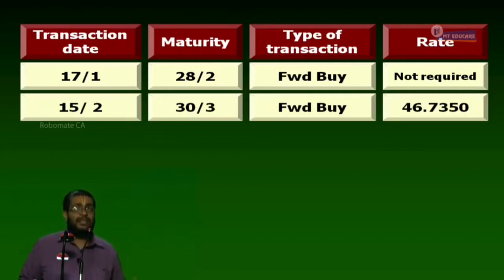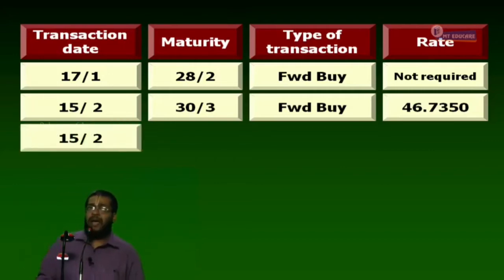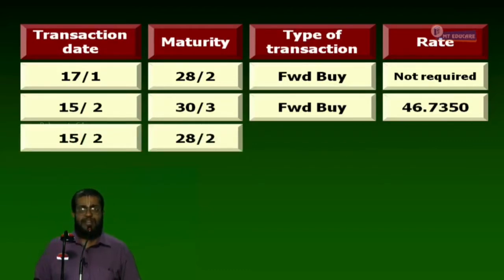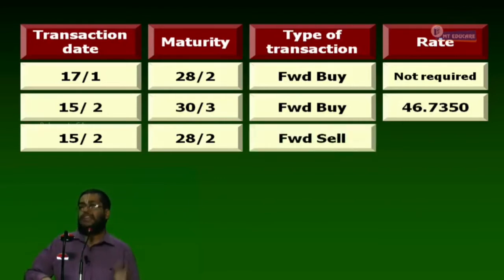Next, same 15 Feb, I give a counter to 28 Feb. So maturing on 28 February, I have to go for a forward sell. Now, please answer my question. Today is 15 February. So on 15 February, if I sell, I'll sell at what rate?